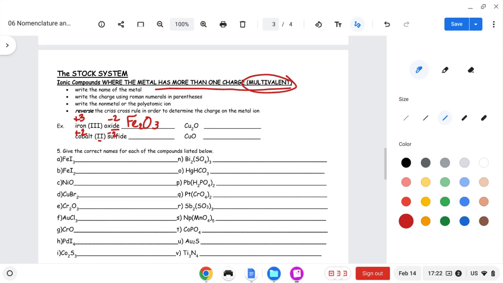And then we're going to do the crisscross rule. And notice that it's the same charge. So you can reduce charges in ionic compounds. Okay, so you're actually just going to have CoS because both of those 2s will cancel out.